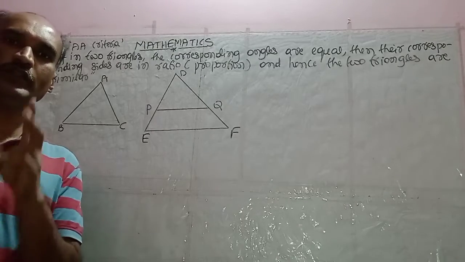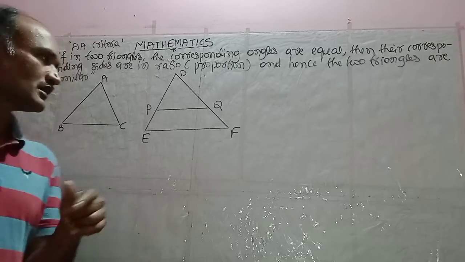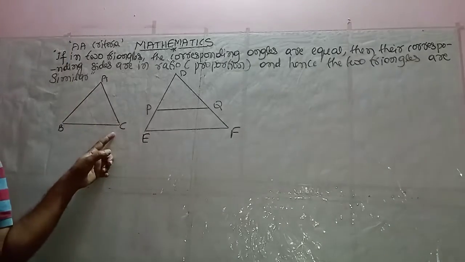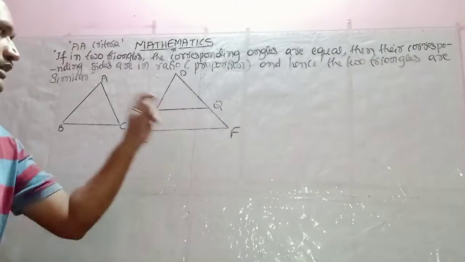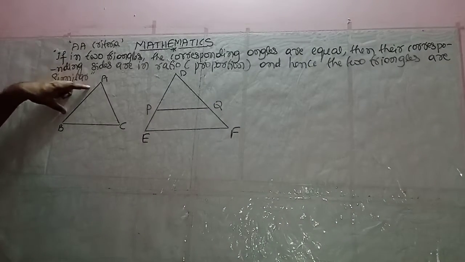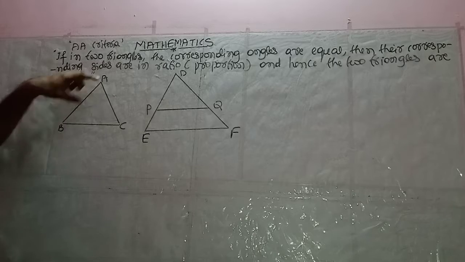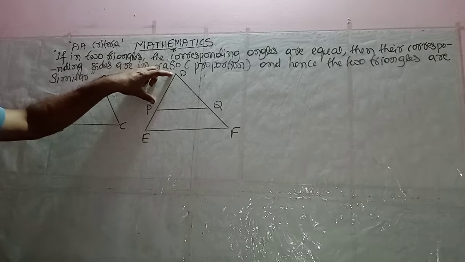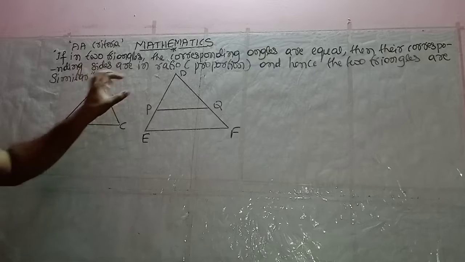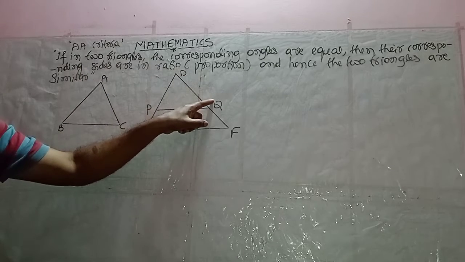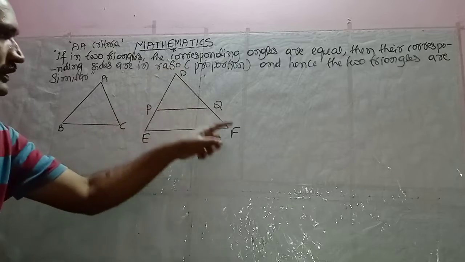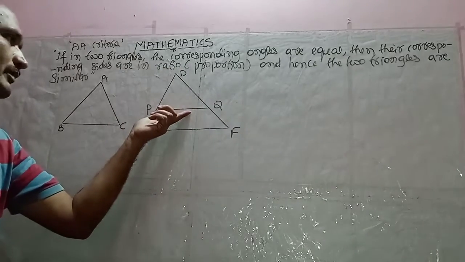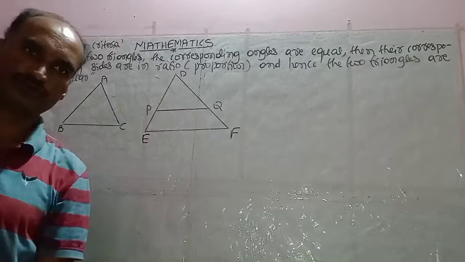For this theorem we need to consider two triangles. Let them be triangle ABC and another triangle DEF. Now for the construction, this AB length should be equal to PD length, and this AC length should be equal to DQ length. You have to mark P and Q on DE and DF, and we need to join PQ. This is the construction part.